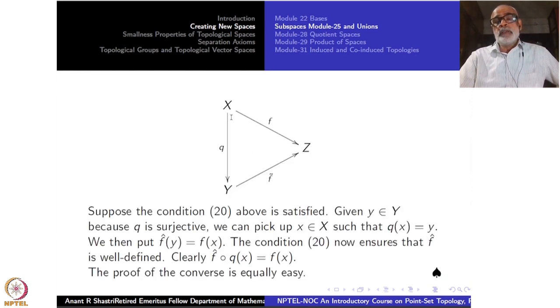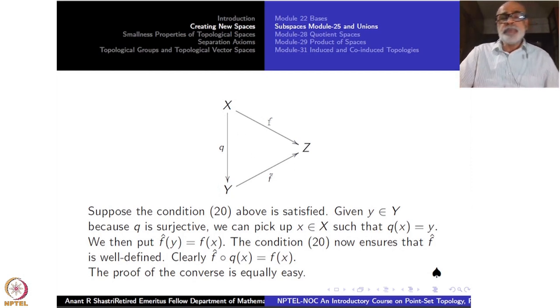So this is the picture here. q is given from X to Y, f is given here. Will there be a function here such that this diagram is commutative? Yes, provided whenever x1, x2 go to the same point here under q, f of those points must also be the same. So that is the criterion. If there is such a thing, it's clear that if two points go to the same point, then f tilde of q will be the same point, but that is f. So that it is necessary is clear.